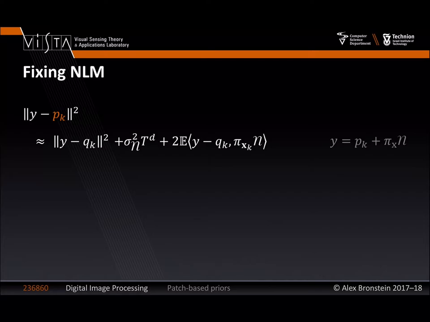So let's remind ourselves that y itself is given by pk plus pi x n. Because remember, what is y? Y is pi x of y. I apologize for some abuse of notation, but basically I'm only dealing with patches. So y is a patch of y at point x, because I'm interested in getting the value of the estimated signal at point x. Pay attention that here we have x and here we have xk. These are potentially different locations in the image. And then qk is pk plus pi xk n. They look the same, but we have different realizations of the noise. Same statistics, because the noise is IID, but different realizations.